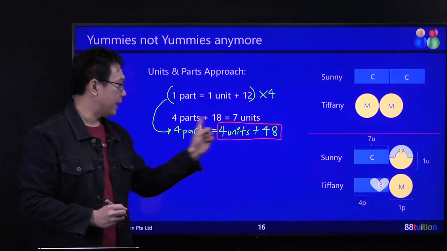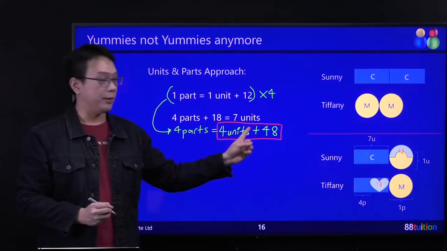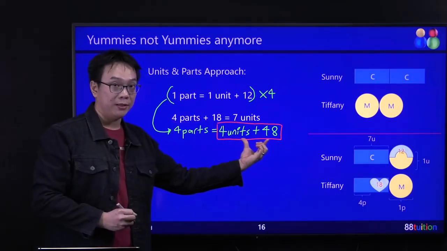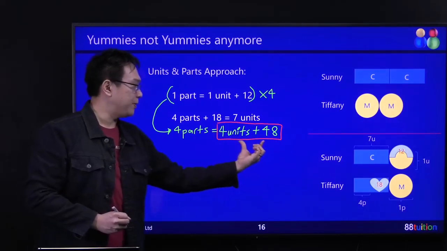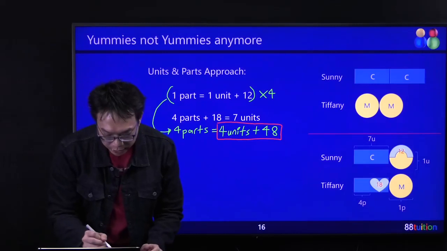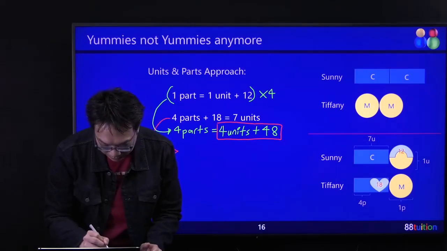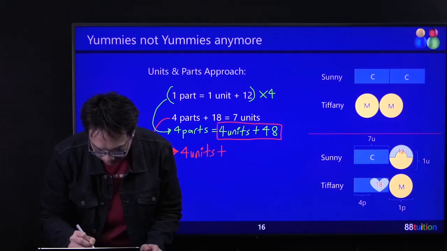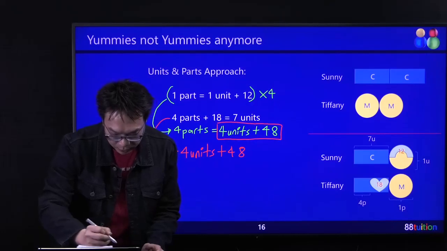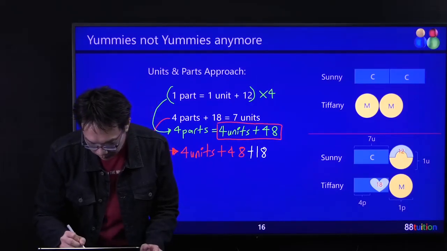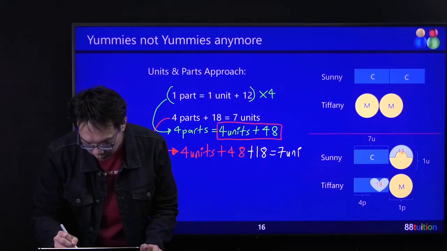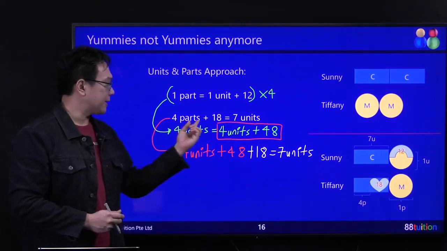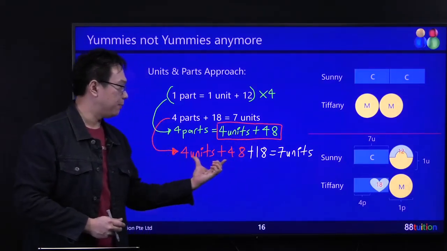This particular statement says that 4 parts plus 18 is equal to 7 units. So can I represent these 4 parts as 4 units plus 48? Yes, because they are the same thing, right? 4 parts can be rewritten as 4 units plus 48. Then you have your plus 18 here is equal to 7 units. Can you see the color coding? So the plus 18, I copy it down. These 4 parts, I represent as 4 units plus 48.